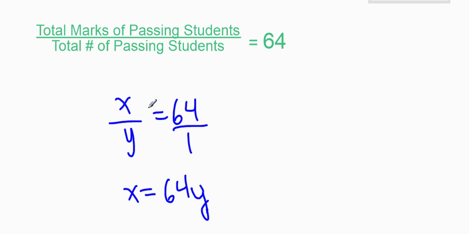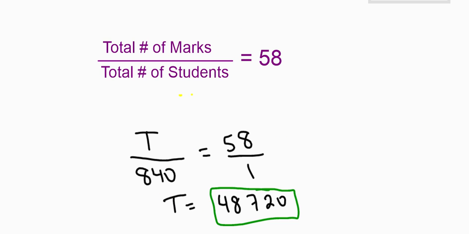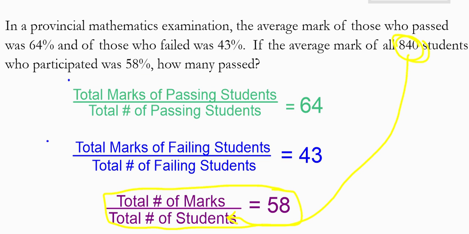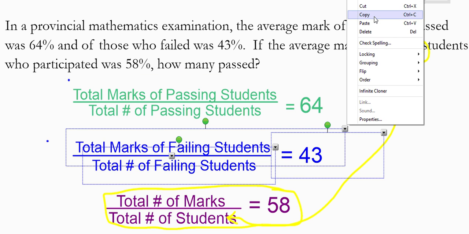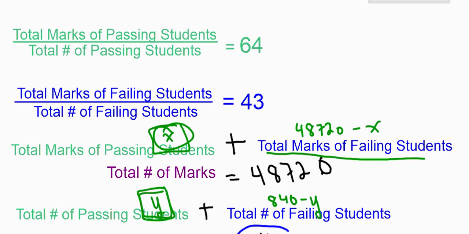So again, this is the total number of marks assigned to passing students, and this is the total number of students who passed. So X divided by Y is 64, or we could say that X equals 64 times Y. Now we're going to do something similar with the students who failed. So let's go grab that information. So here it is, the students who failed. Let's grab a copy of this and go to the page we're working on.